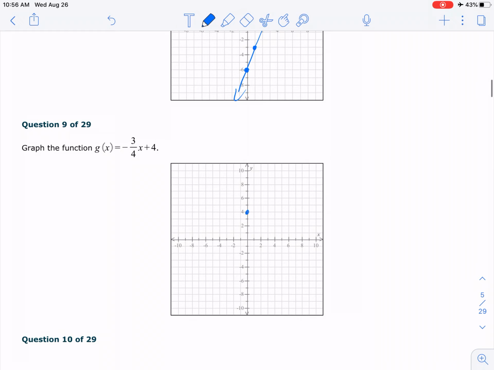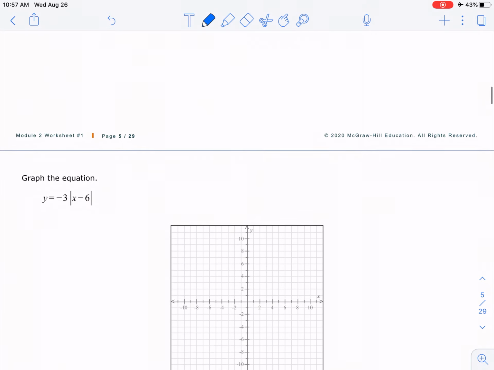So same thing over here, we have a +4 right here, and then we go down 3 to the right 4. As you can see, the graph is decreasing because the slope is negative. All right, moving on to number 10.